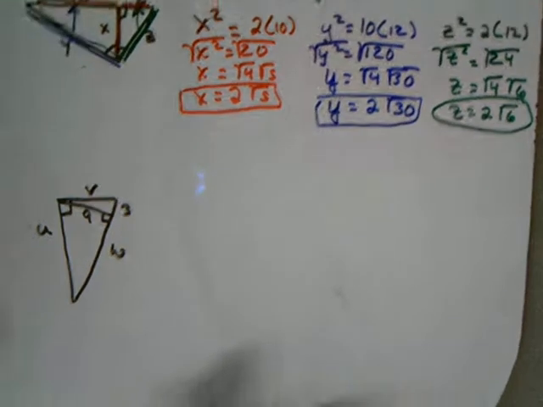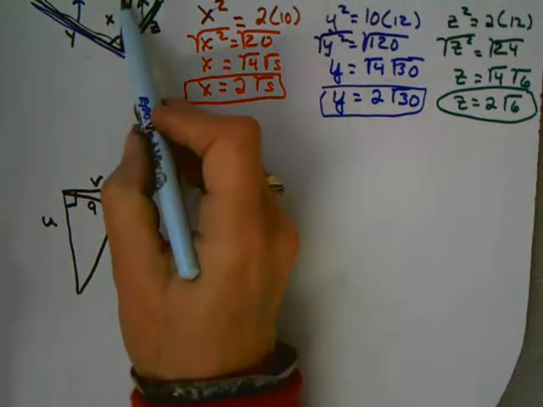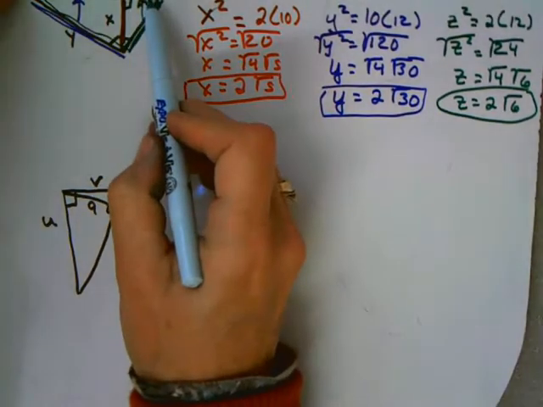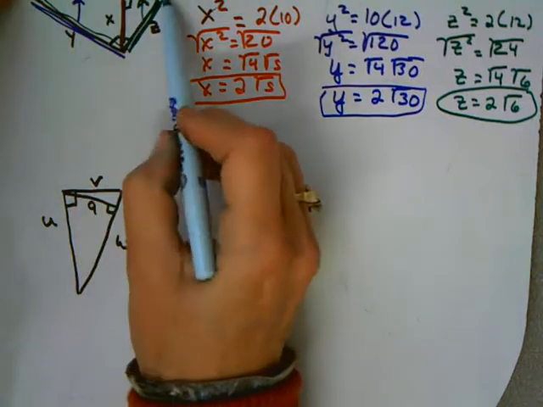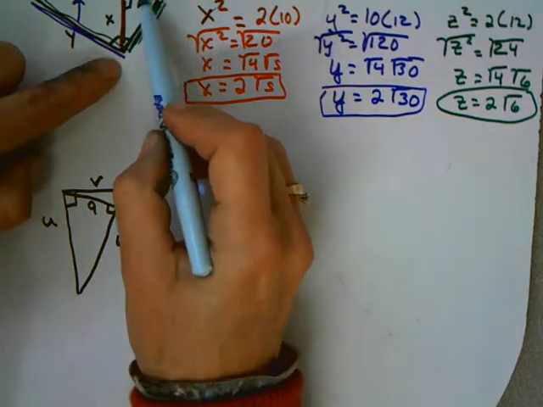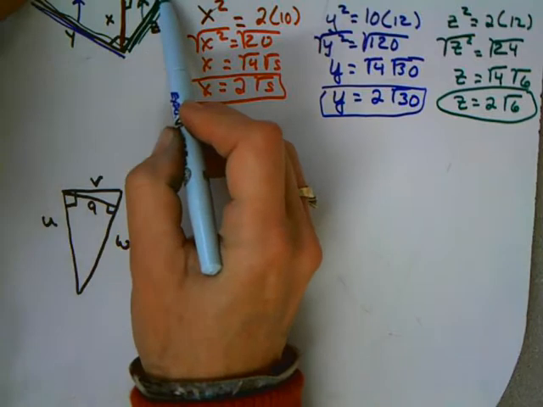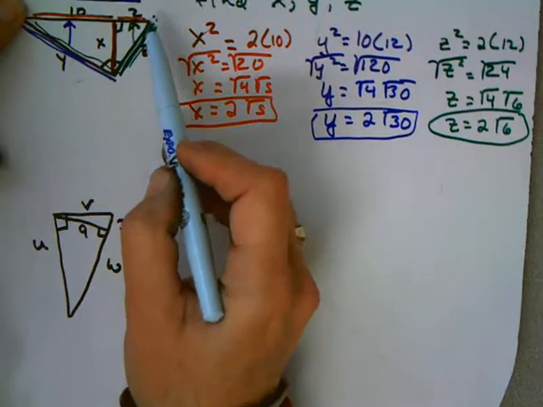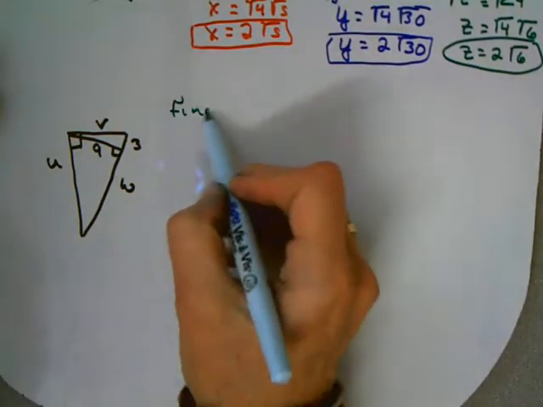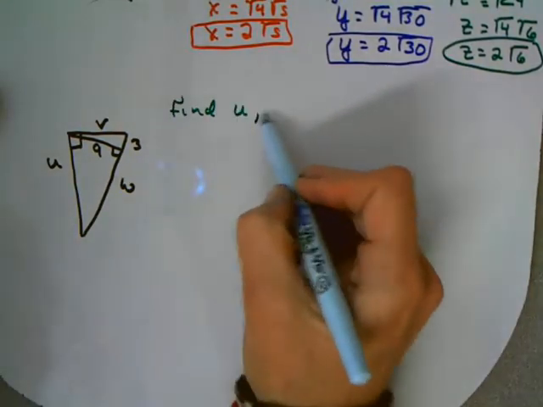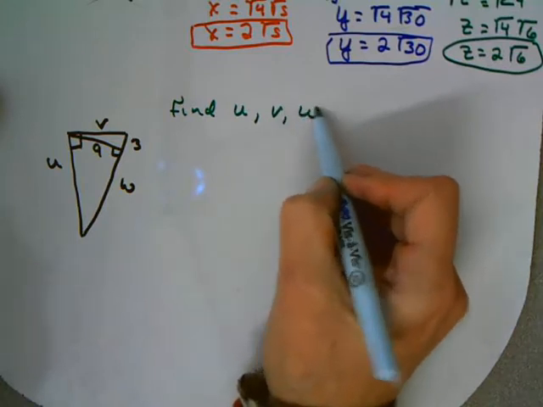So again, X squared, this side times this side. Y squared, the piece across from it, times the whole length. Z squared, the piece across from it, times the whole length. So that's always what you're doing when you're doing this. Let's try one more. Okay? We want to find U, V, and W.